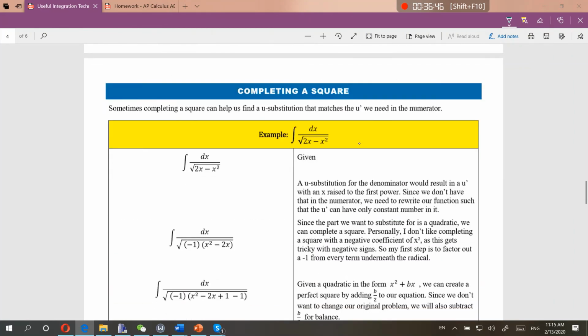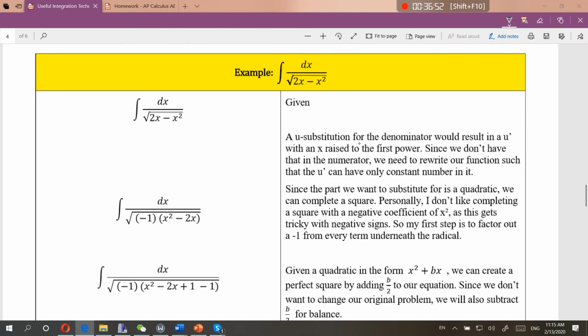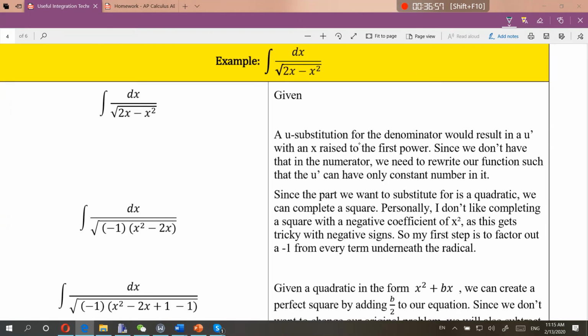Then completing a square. So this has been a little bit tricky for students in recent years, mostly because I think when you are factoring, both of you prefer the quadratic equation to completing a square, which means we don't have a lot of practice with completing a square in general. But the idea with completing a square is we're going to try to make a perfect square out of a quadratic.